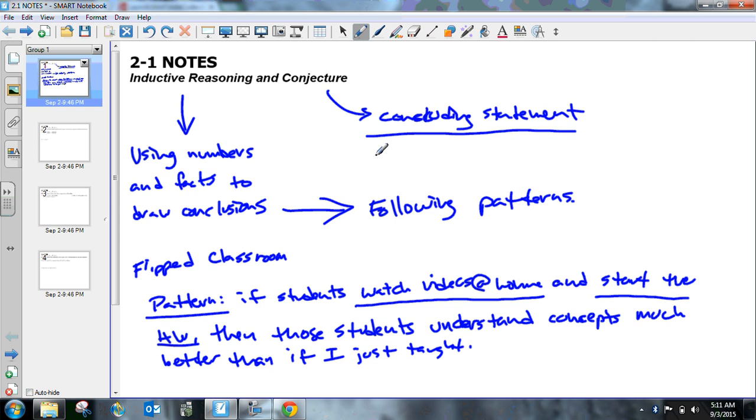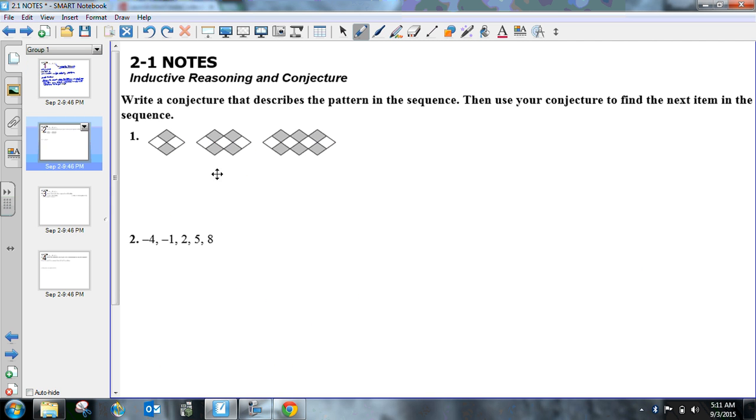All right, so let's take a look at a couple of examples and show you what I mean. What I want to do is write a conjecture that describes the pattern in the sequence, then use your conjecture to find the next item in the sequence. This is the first part of my sequence, this is the second part, and this is the third part. The conjecture I'm making comes from asking myself: what is changing from this step to this step to this step? What's happening each time I go to another step? Step one, two, and three.